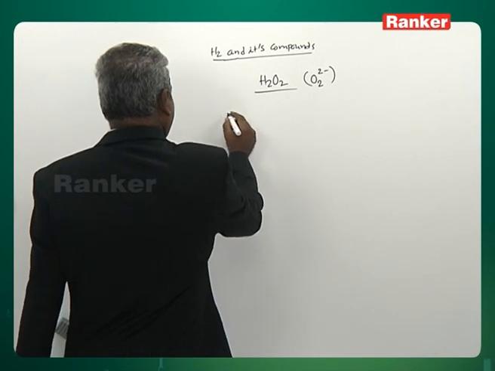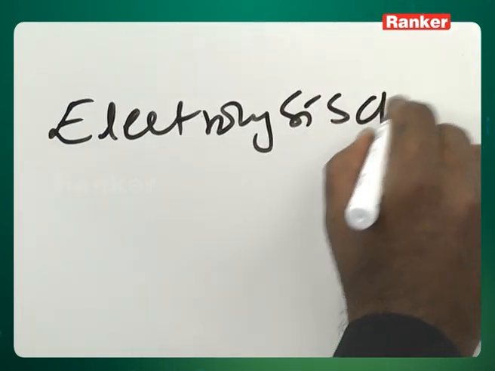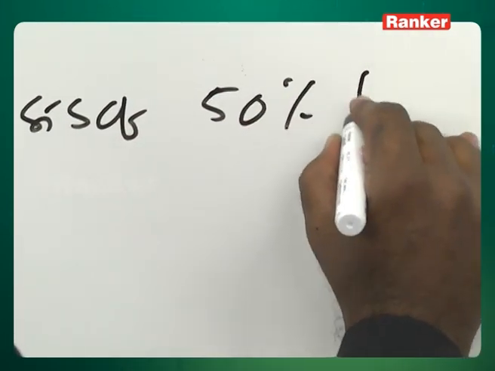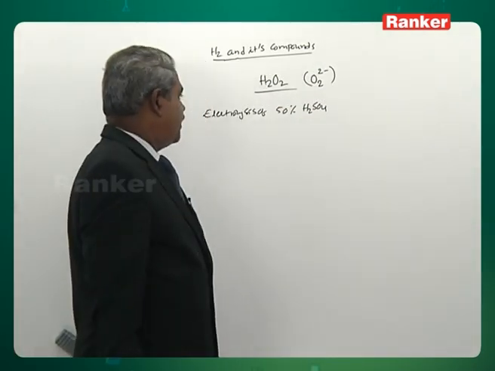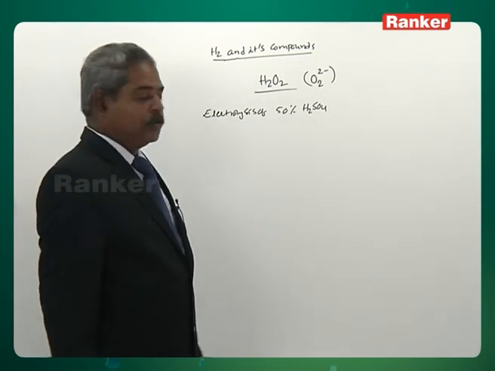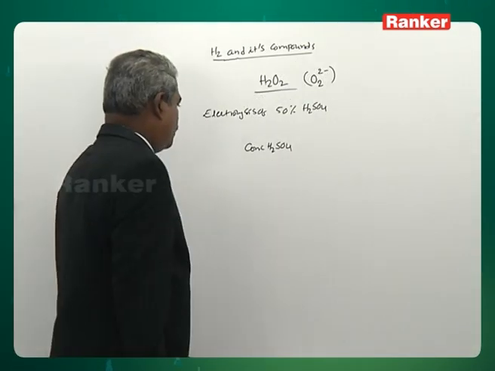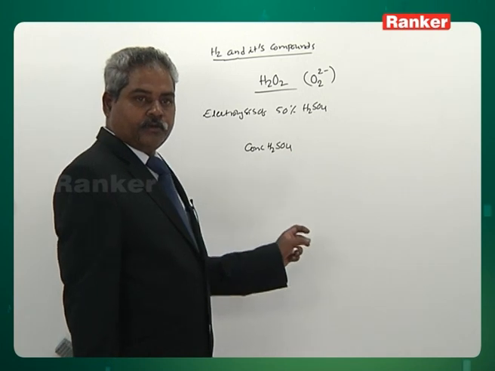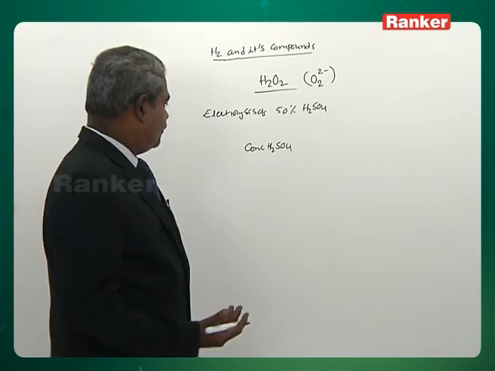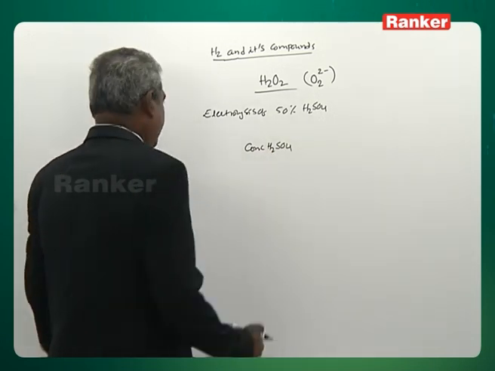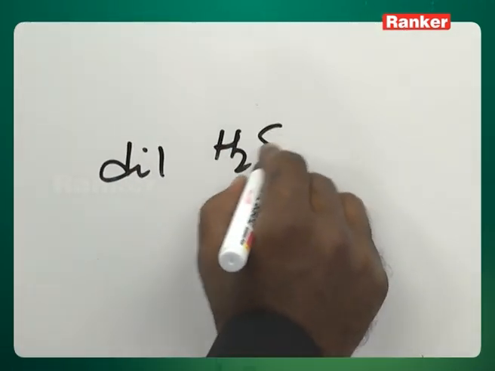Next, it can also be prepared by the electrolysis of 50% H2SO4. Electrolysis depends on the concentration of the electrolyte. Suppose you take concentrated H2SO4. What do you mean by concentrated H2SO4? It doesn't contain much water. No water, no ions, no electrolysis. Concentrated H2SO4 means ionization will not be there. And dilute H2SO4 is nothing but water.